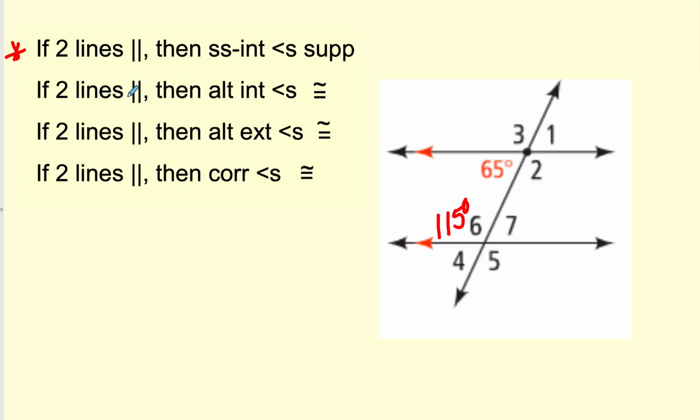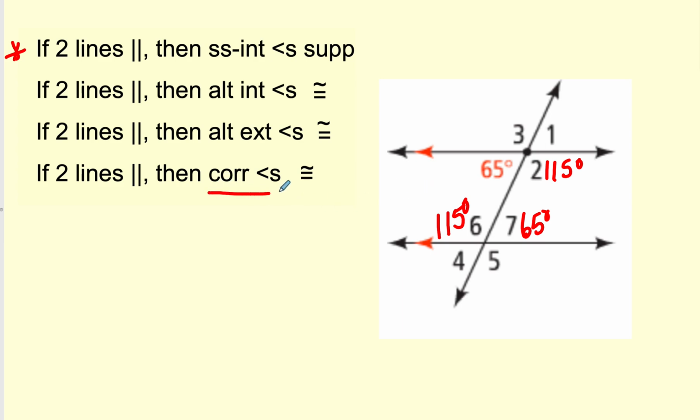If two lines are parallel, which we know these are, the arrows, then alternate interior angles are congruent. Alternate interior, so that's 65 degrees. These two have to be congruent, 115 degrees. Alternate exterior angles are congruent, and corresponding angles.